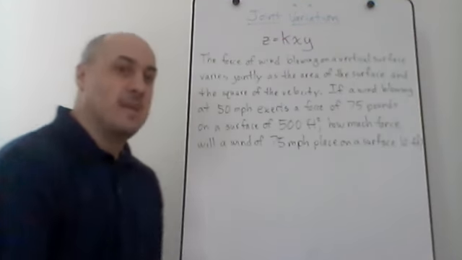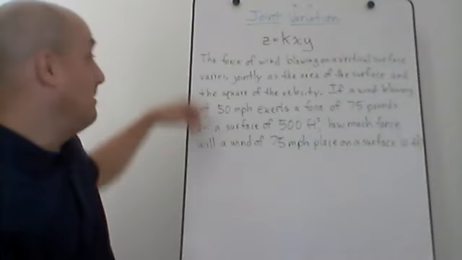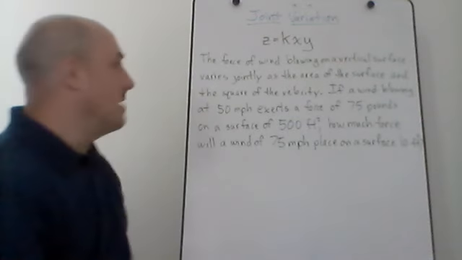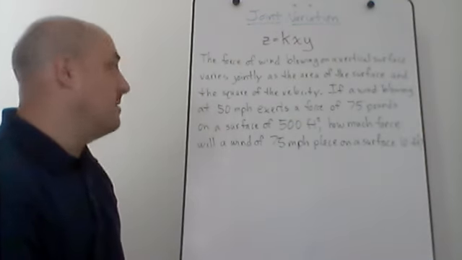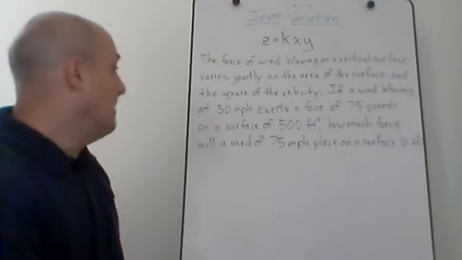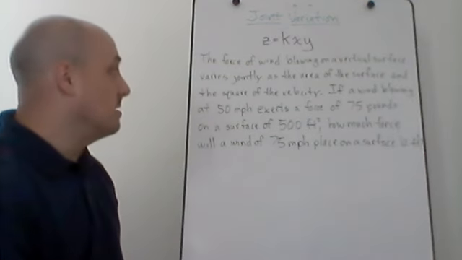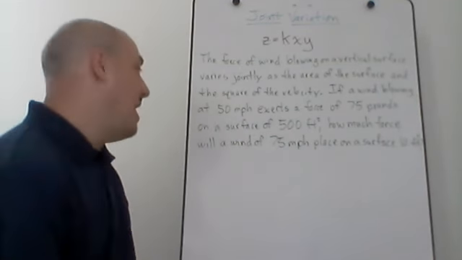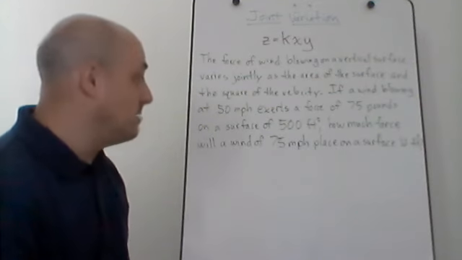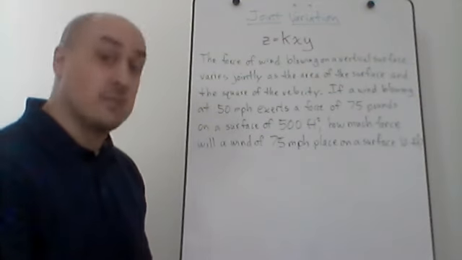Alright, I put up an example here, kind of a long one. So the force of wind blowing on a vertical surface varies jointly as the area of the surface and the square of the velocity. If a wind blowing at 50 miles per hour exerts a force of 75 pounds on a surface of 500 square feet, how much force will a wind of 75 miles per hour place on a surface of 10 square feet?